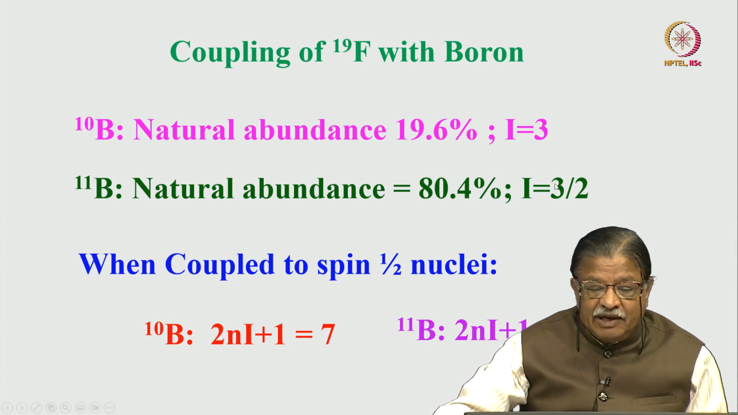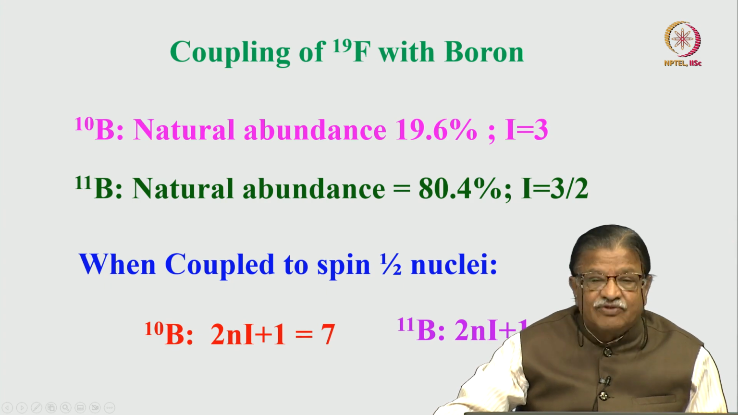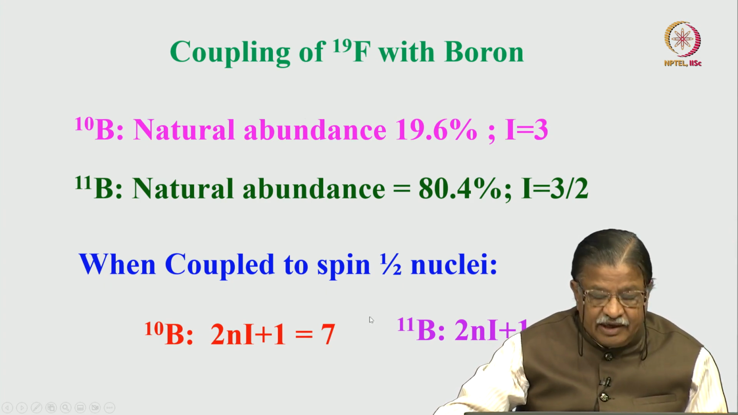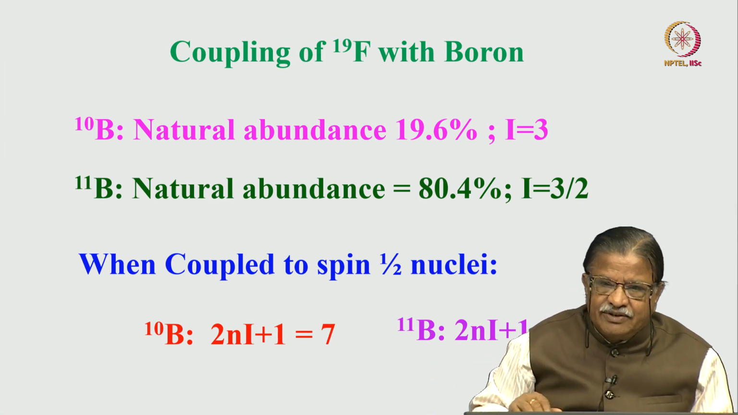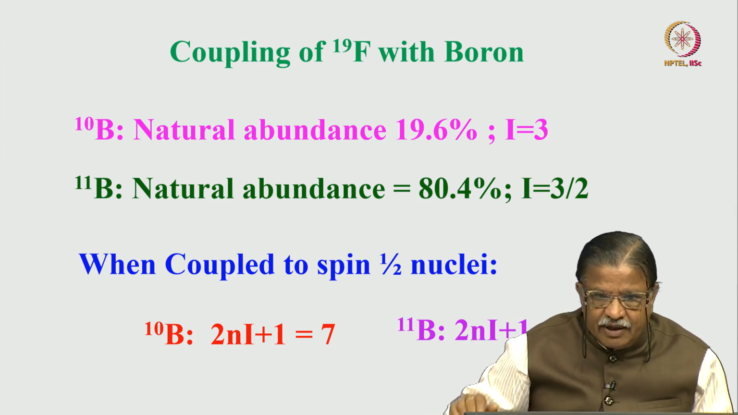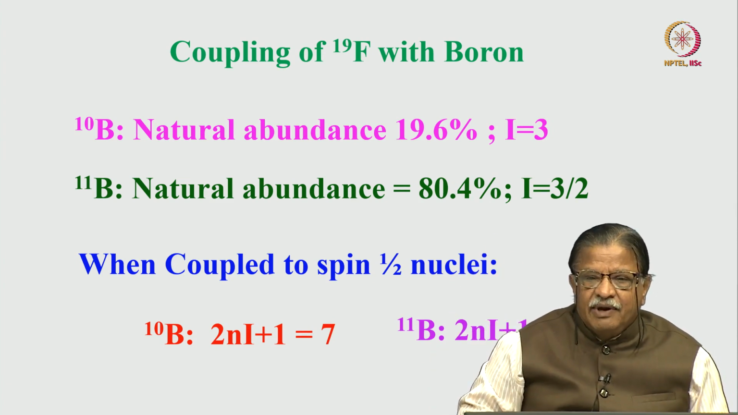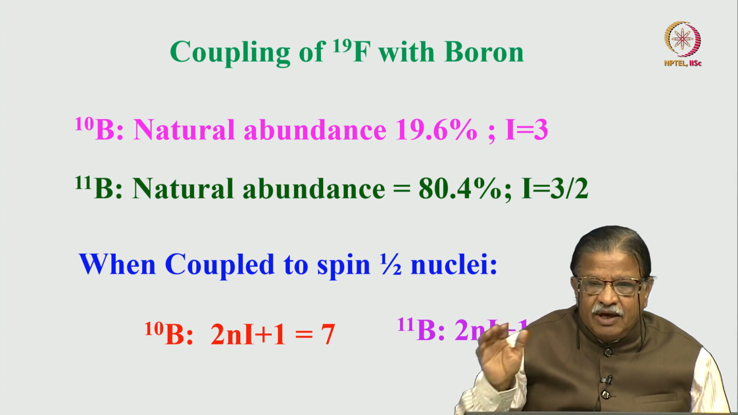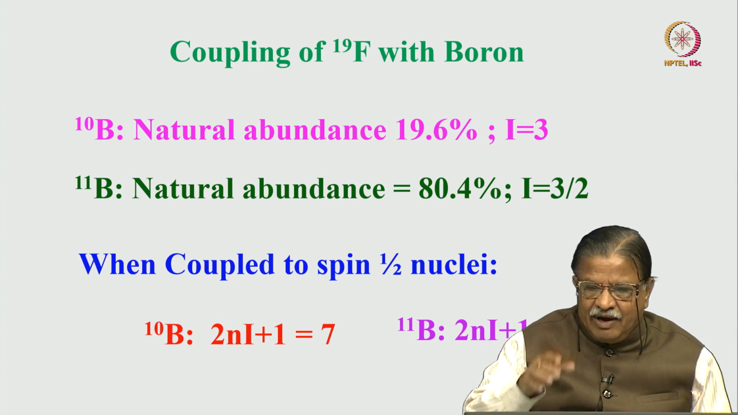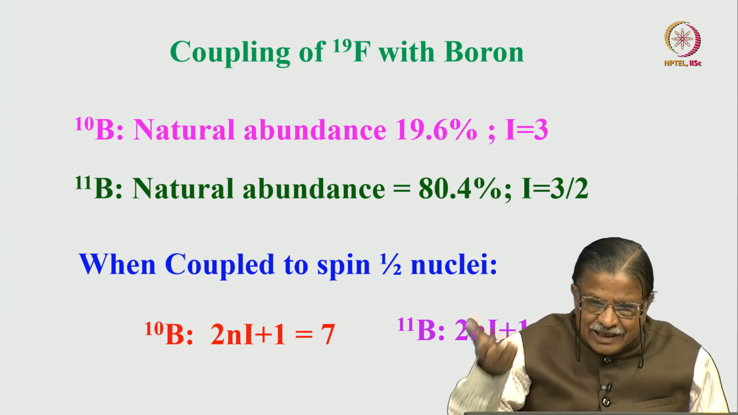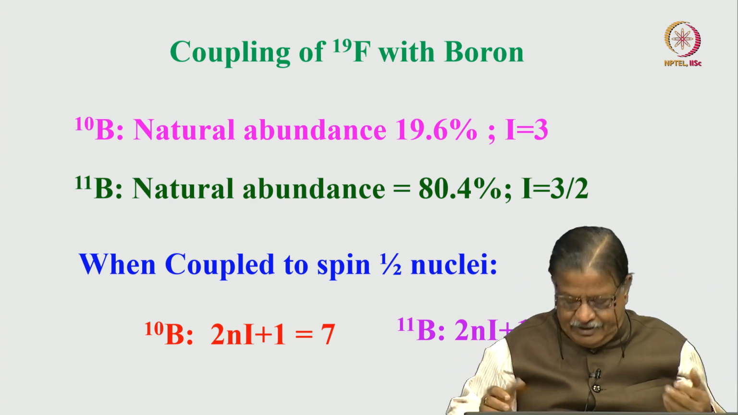So, if any spin-half nucleus like fluorine is coupled to boron 11, it gives 4 lines. If it is coupled to boron 10, it should give 7 lines of equal intensities. The 7 lines are of equal intensity and the 4 lines are of equal intensity. But the intensity ratio between these will be 1:4 because the abundance is 20 and 80. If both boron isotopes are present, then what will happen? You have coupling because of both boron 10 and boron 11. One gives you 4 lines, the other gives you 7 lines.